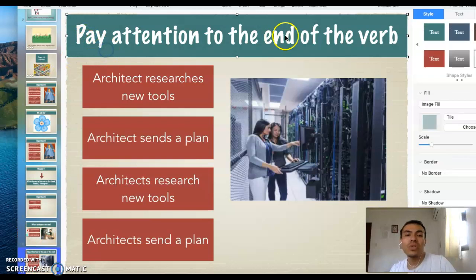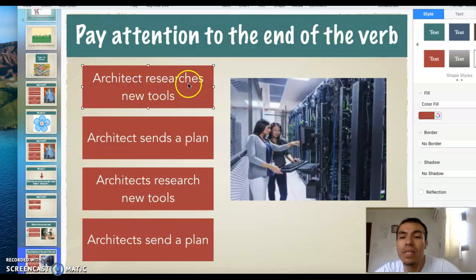Then pay attention to the end of the verb. For example, here again we have several examples. Number one: architect researches new tool. Number two: architect sends a plan. Number three: architects research new tool. Number four: architects send a plan. All of them are correct. But why? Architect researches: architect is only one person, so that's why we have to add the letters es. Compare with number three, architects research.